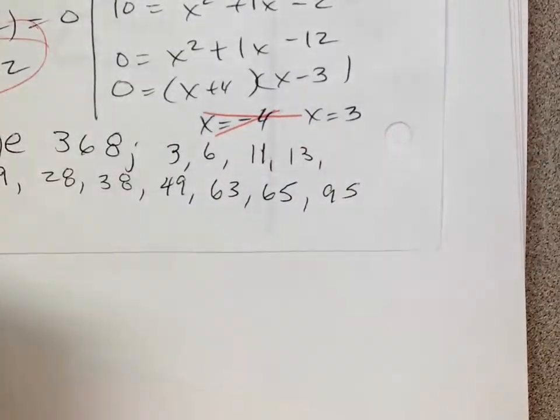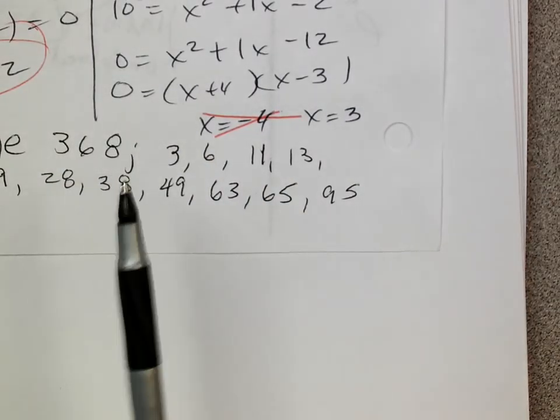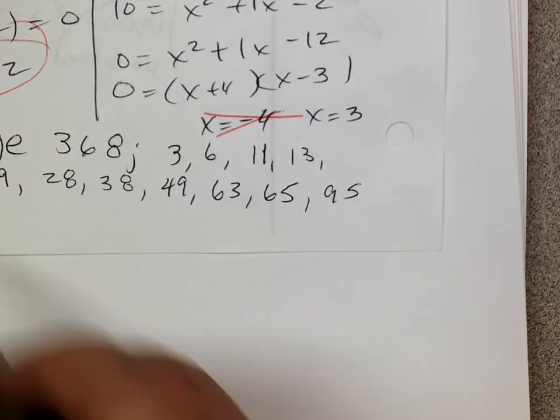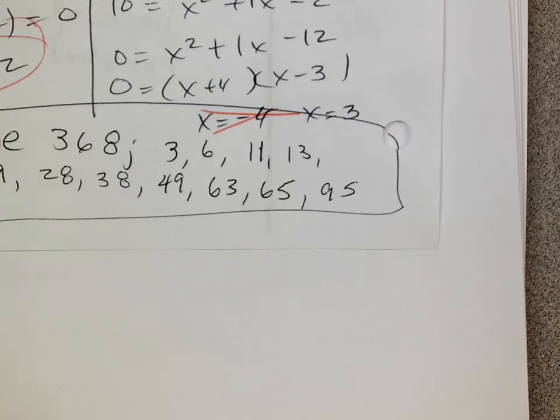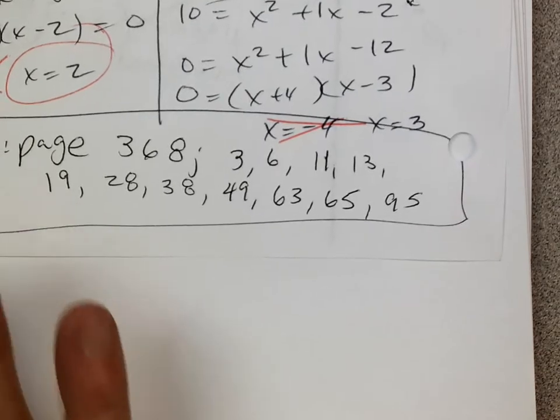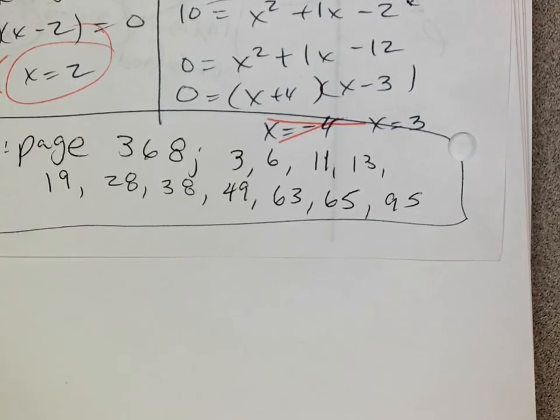All right, so it's a lot of little problems. I selected the ones I wanted, so it is 368, 36, 11, 13, 19, 28, 38, 49, 63, 65, and 94.